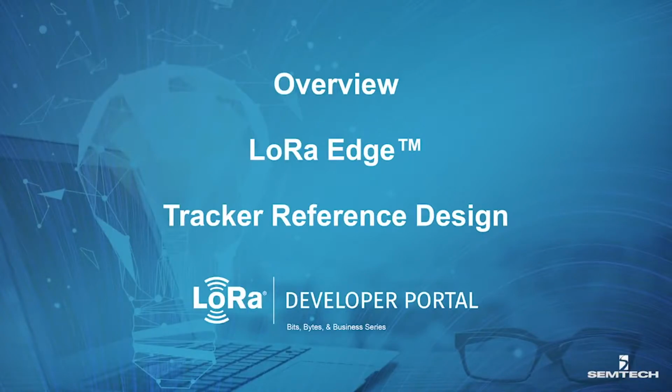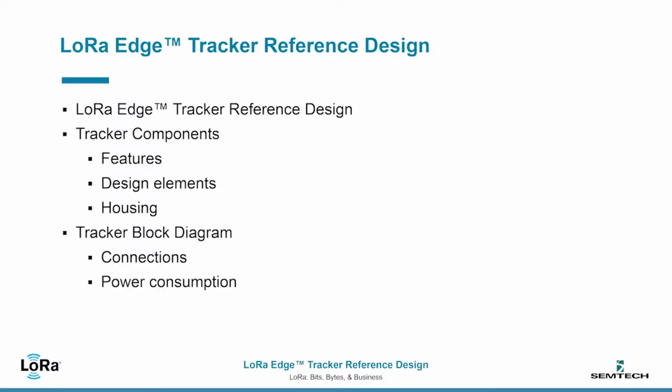Today's segment will show an overview of the LoRa Edge Reference Tracker. The overview will start with the components, features, and design elements that go into the tracker itself. It will also look at the housing. We'll then continue on to a reference block diagram of the device, as well as connections both internal and external to the device as far as data connectivity. It'll end up with a brief review of power consumption.